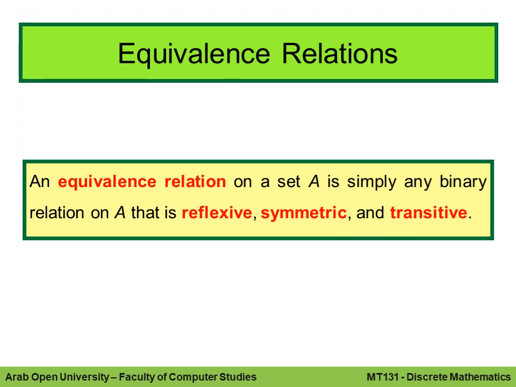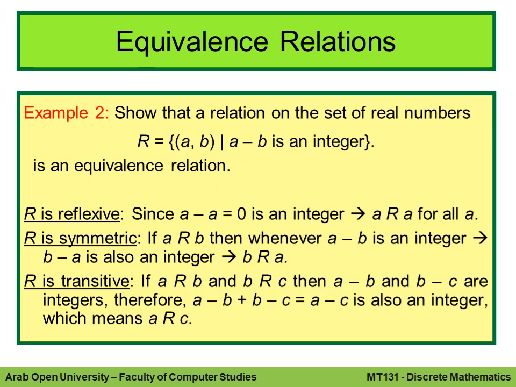Next, we would like to define equivalence relations. Equivalence relations are relations that satisfy three conditions. The relation must be reflexive, symmetric, and transitive. Here is an example of an equivalence relation. The relation here is defined by (a, b) such that a minus b is an integer. This is a relation on the set of real numbers. To show it's an equivalence relation, we must show that it is reflexive, symmetric, and transitive.